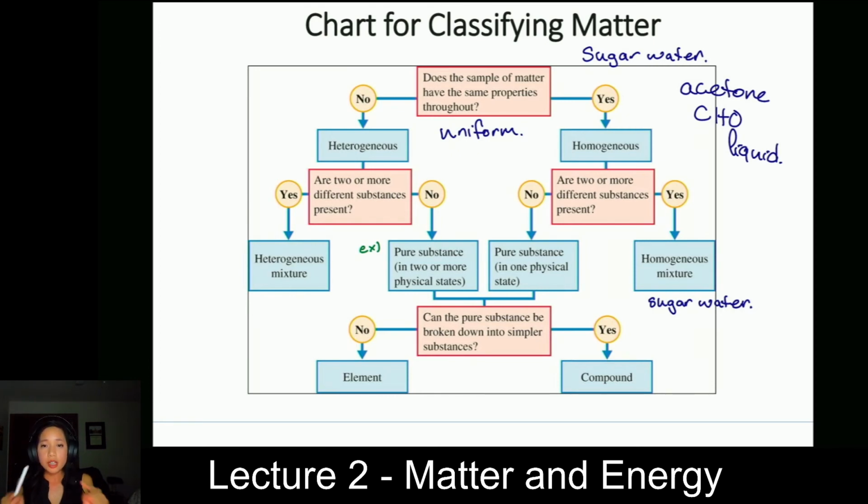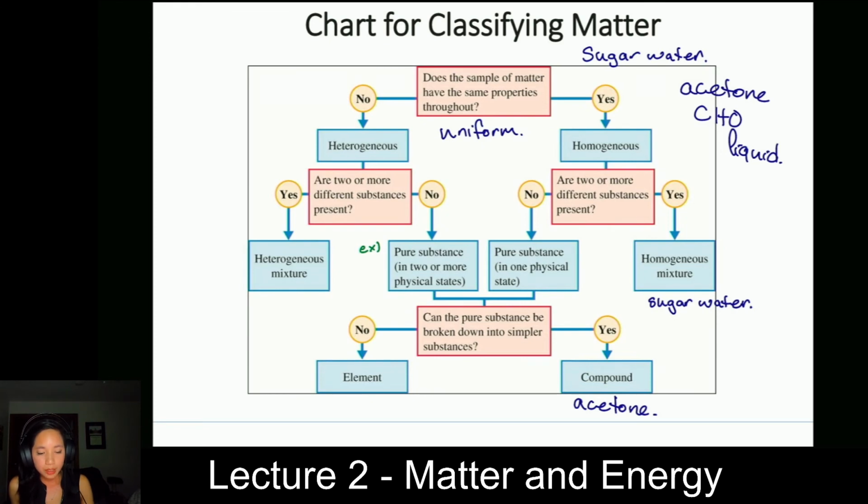But within pure substances, there's two different kinds. There's an element, or a compound. So I can just think off the bat, is acetone on the periodic table? No, it's not. Acetone contains carbons, hydrogens, and oxygens that are all chemically combined. So because there are different elements chemically combined, the acetone that you buy at the store would be considered a compound.